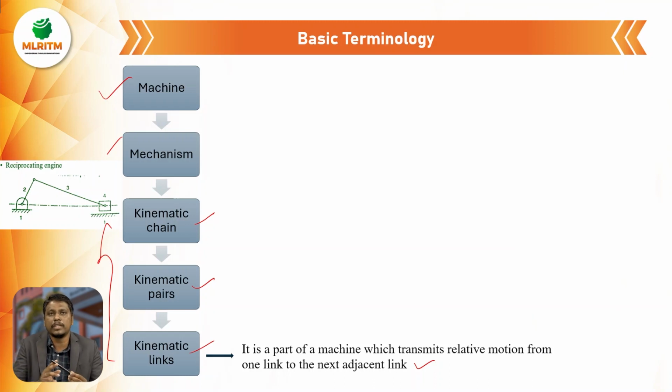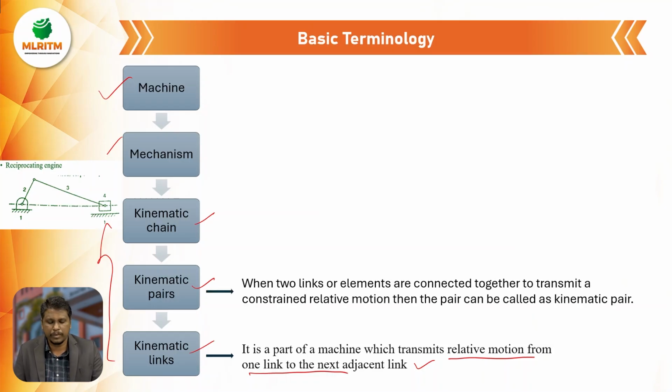If you use a stone or some big heavy object here, we cannot make the motion transmit through it. That is why it must be a rigid body, and it should make relative motion from one link to another adjacent link. If you use a stone or a big rock, it is not possible. That is why the condition is given: relative motion from one link to the next adjacent link.